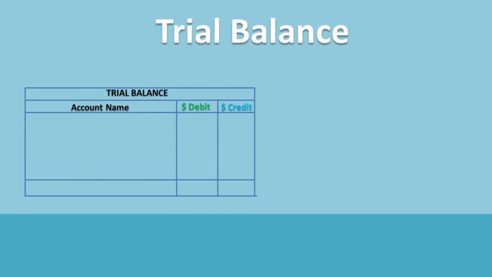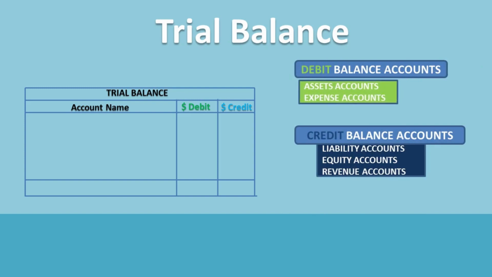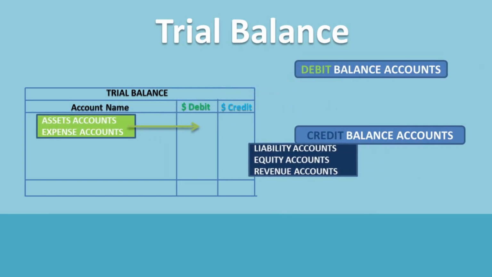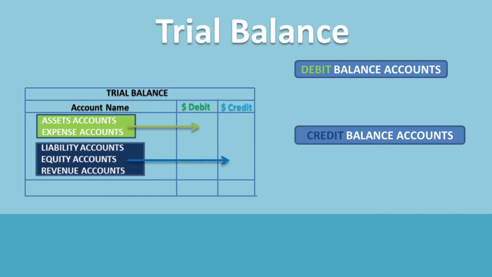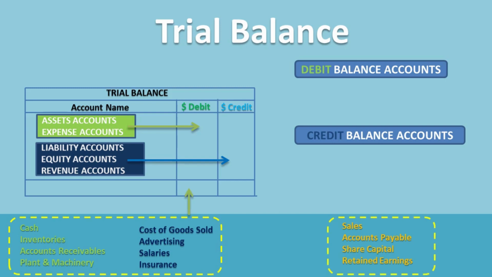Ledger balances are segregated into debit balances and credit balances. Asset and expense accounts appear on the debit side of the trial balance, whereas liabilities, equity and revenue accounts appear on the credit side. If all accounting entries are recorded correctly and all the ledger balances are accurately extracted, the total of all debit balances appearing in the trial balance must equal the sum of all credit balances.